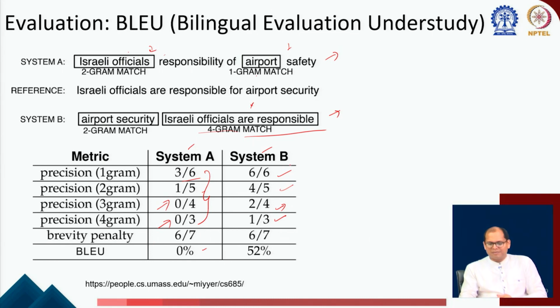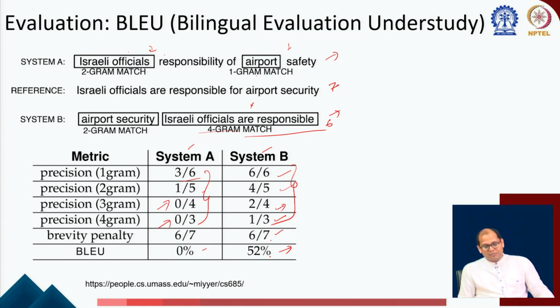For system B, because everything is non-zero, you also have to compute the brevity penalty. Now, brevity penalty will be like how this system B output is 6 words down to 7. So, you will have 6 by 7 as the penalty. So, you will now say 6 by 7 and a geometric mean of this. This gives you roughly 52% as the BLEU. Right. So, that is how you compute the BLEU score.